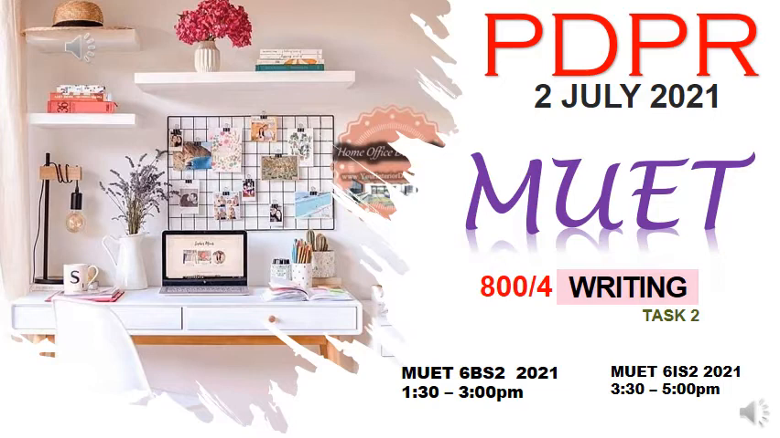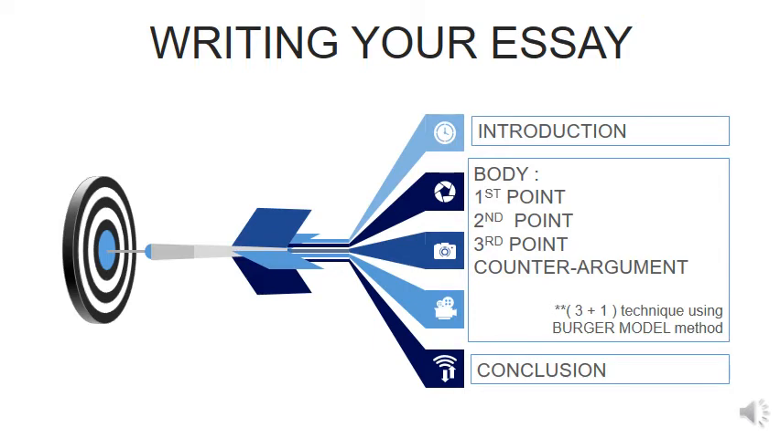And for today, that is 2nd July 2021, we still continue our writing task, that is 800-4, but specifically for today, we will continue our task number 2. Okay everyone, this is a basic technique if you want to produce an effective essay for your task number 2, that is extended writing. This is an organized way to create an effective essay.